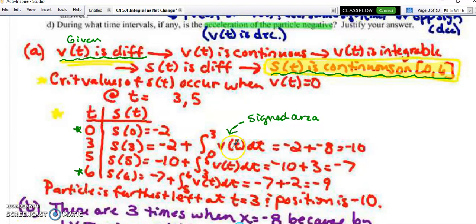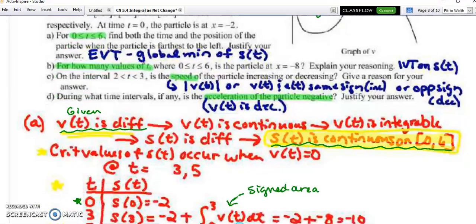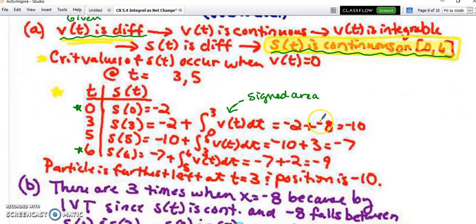So -2 plus the net, or how much I accumulated in area from 0 to 3. And since that was, if you take a look at our picture up there below the x-axis here, while the area is 8, the net area in this section is going to equal -8, right? So that gives us -2 plus -8, we're at -10.